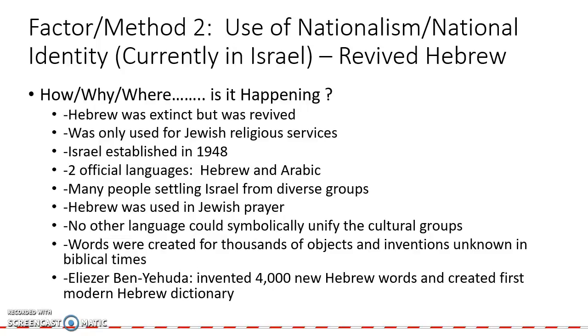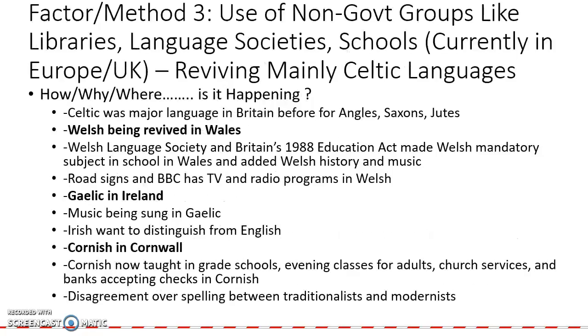So again, the second way that groups in the real world are trying to revive extinct minority languages is they've done this in Israel. And the way that they did that was the use of nationalism and national identity. The language revived was Hebrew. And this is how they did that.